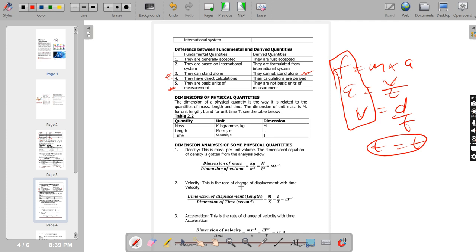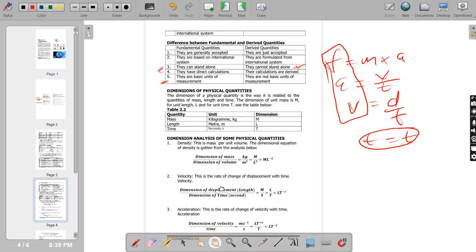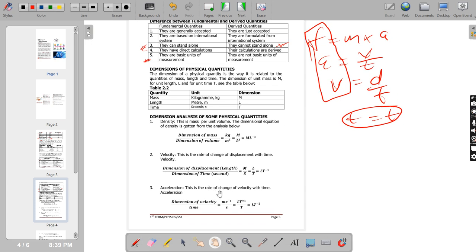And this subtopic is what we call dimensional analysis. So when you hear about dimensional analysis, we are just analyzing different dimensions to see how they are related to MLT, to kilogram, meter, and seconds. The first quantity here is density. Density is mass per unit volume.